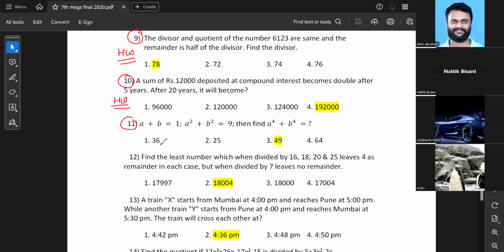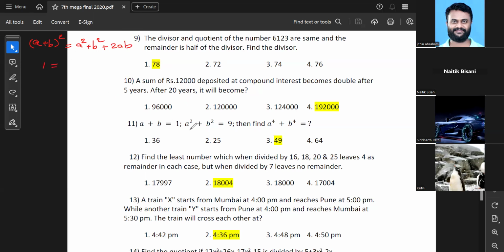Yep. So in this case, for the others, I'm just telling you how we can solve this. First of all, what we can do is (a plus b) the whole square, which gives you a square plus b square, plus 2ab. So in place of a plus b, I'll substitute 1.